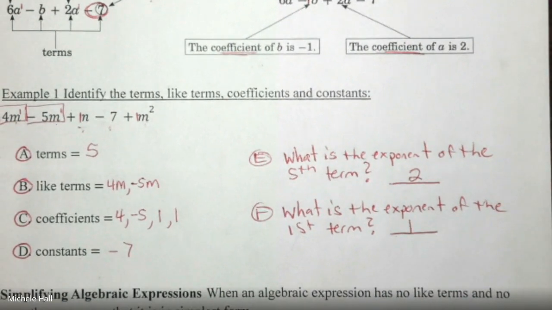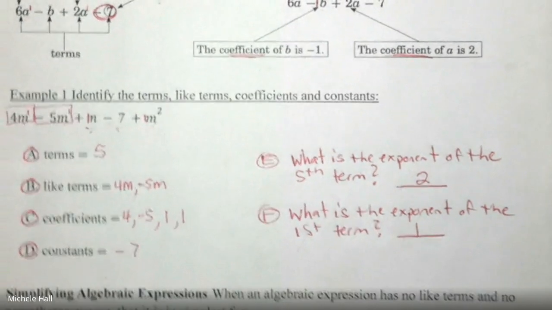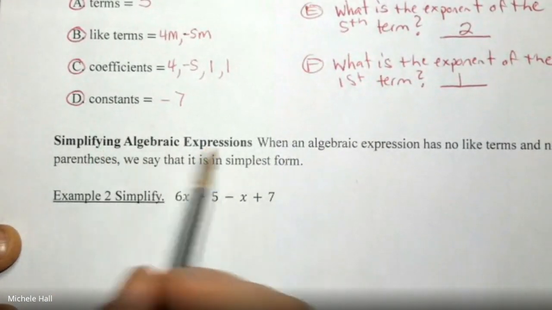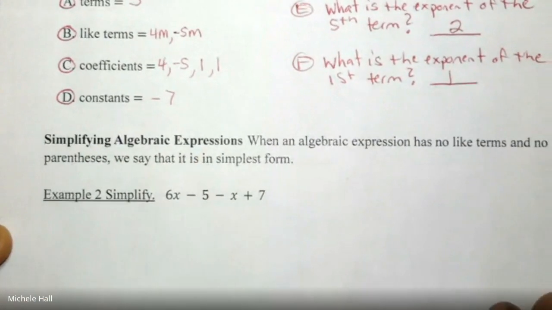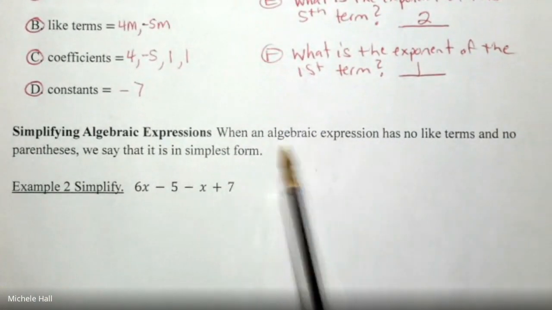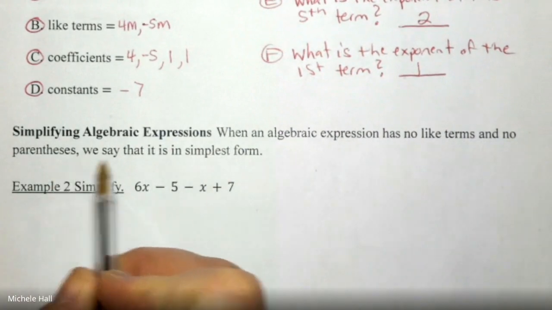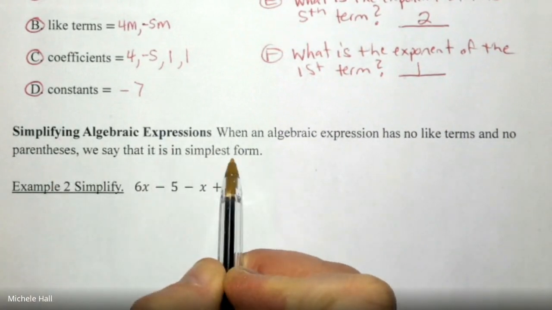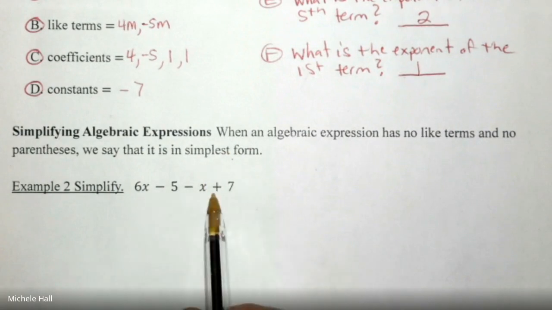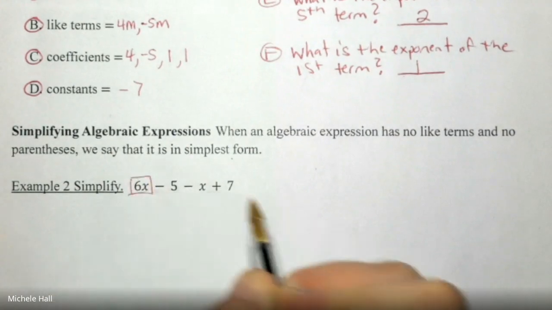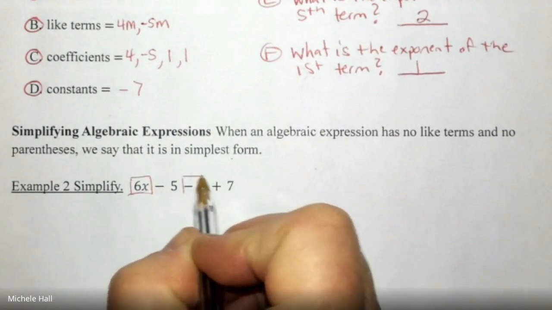2 more examples, and then you can start your homework. We need to simplify algebraic expressions. When an algebraic expression has no like terms and no parentheses, we say that it's in simplest form. We don't have any parentheses. Do we have any like terms? I see 6x, and I see negative x.